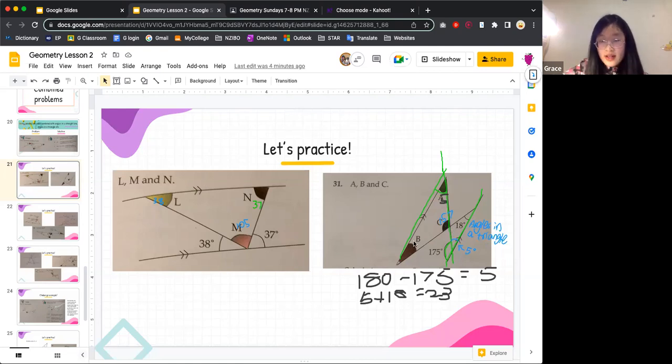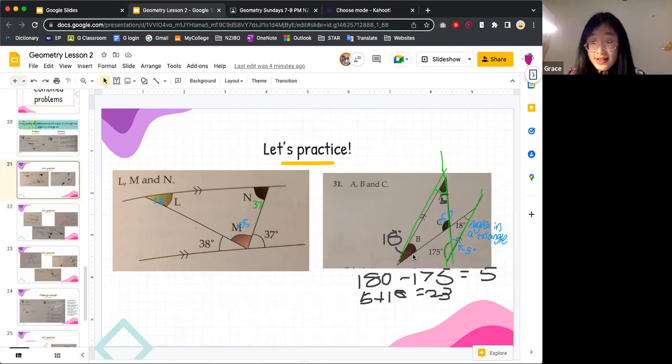Nice. Another way you could have done it. As I said, every way is just as good. It's just multiple different ways to get to the same solution. So you could have also, oh yeah, Emmy's just writing that there, 18. So you could have used A and B, so 5 and 18. And then you would have added 157 to make 180 in the triangle.